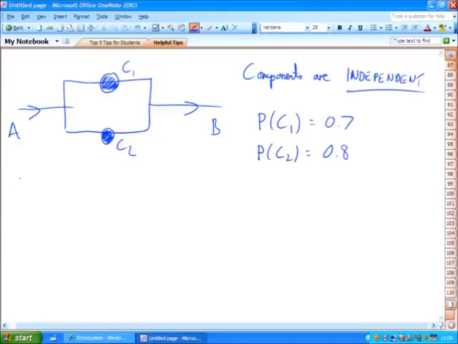So my question that I want to work out is the following. What is the probability that this machine works? And we've already said that this machine will work if either C1 is working, or C2 is working, or both are working. The only way I cannot get from A to B is if both components fail. So using our set theory notation, I can write this as the probability of C1 union C2.